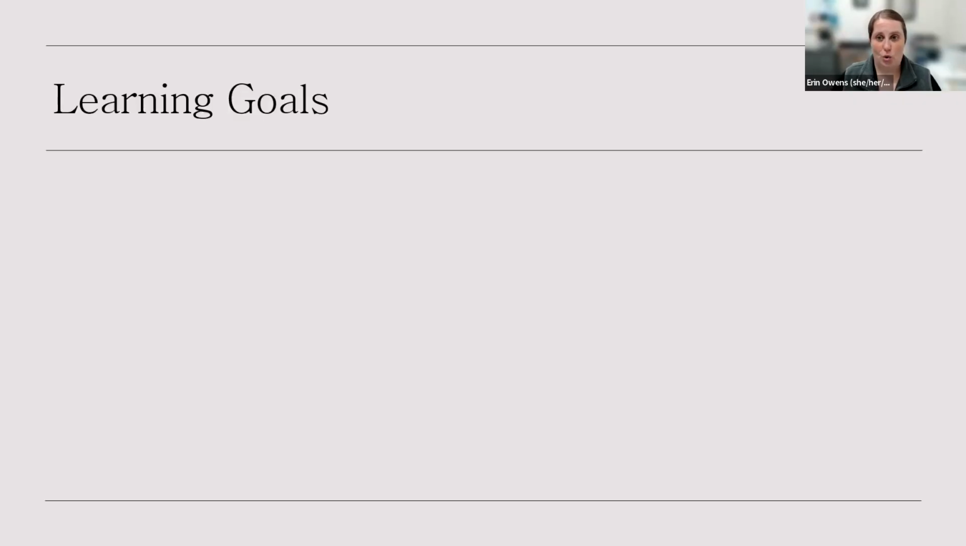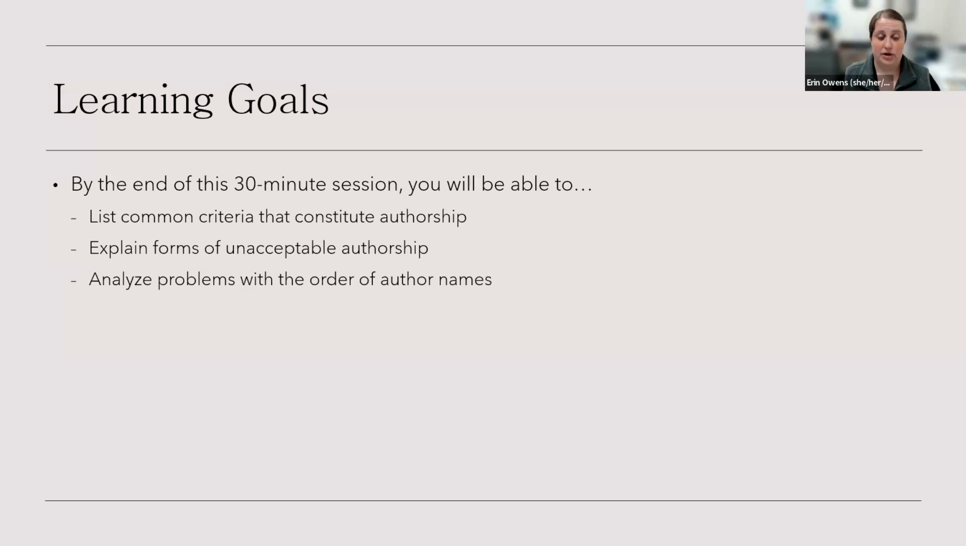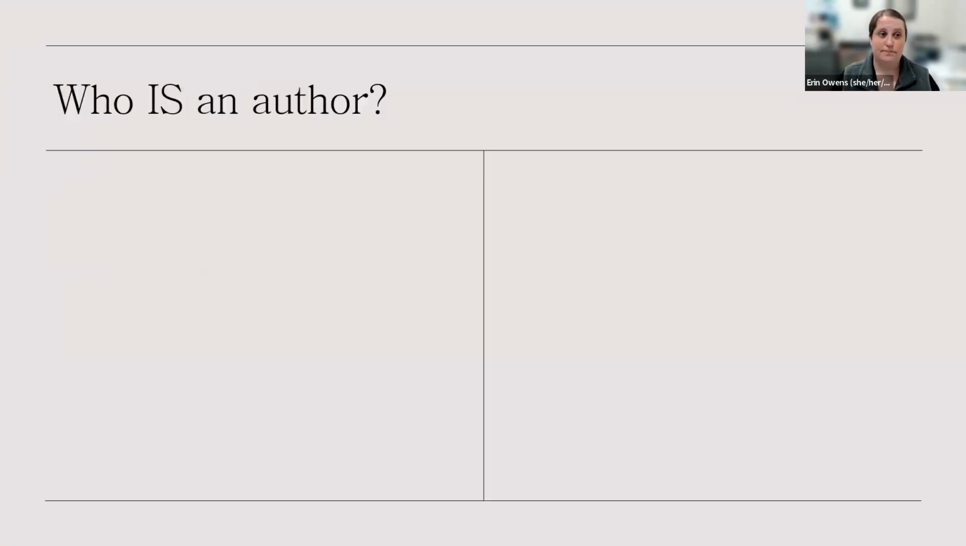Some of our learning goals for this session: you should be able to list common criteria that constitute authorship, explain forms of unacceptable authorship, analyze problems with the order of author names in article bylines, and implement a standard method for crediting all contributors to a scholarly publication.